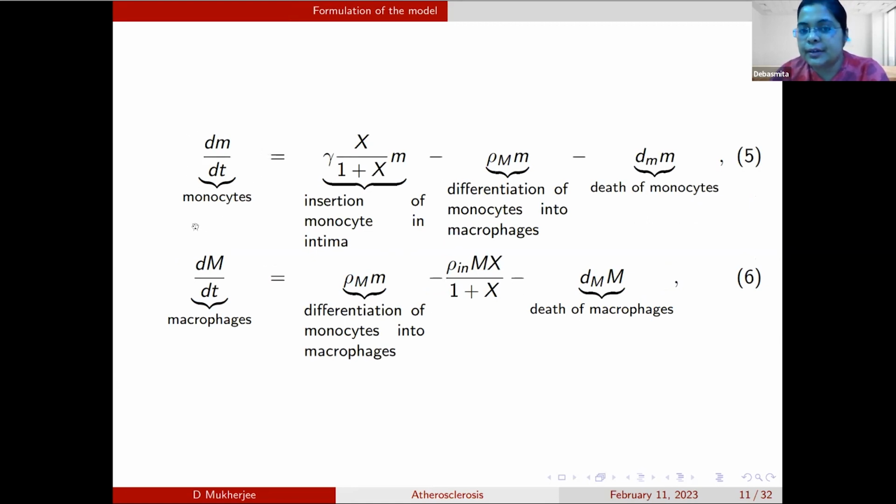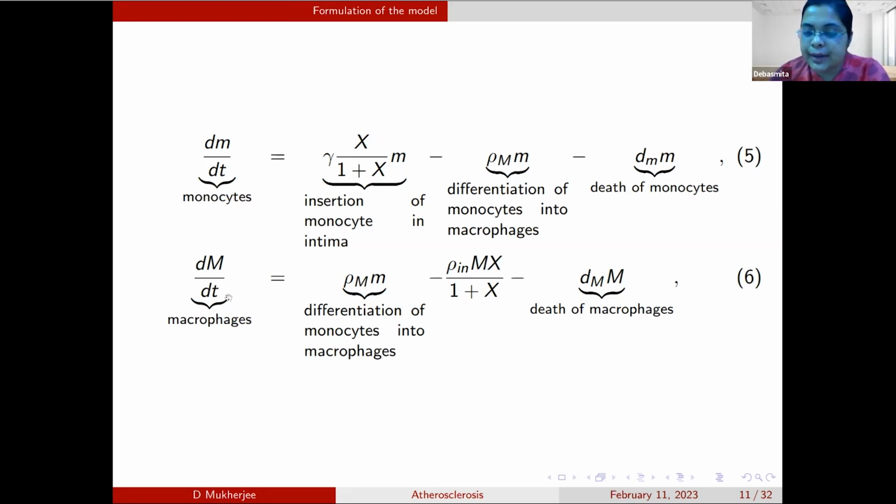Next is the monocytes. The presence of oxidized LDL is actually allowing endothelium cells to secrete vascular cell adhesion molecule, and that is attracting monocytes. So that's why monocyte is also dependent on the oxidized LDL concentration, and this gamma is representing the threshold value. So with the gamma value, we can calculate the threshold limit of the wall shear stress of the endothelium wall. Now, this is differentiation of monocytes into macrophages, and this is death of monocytes.